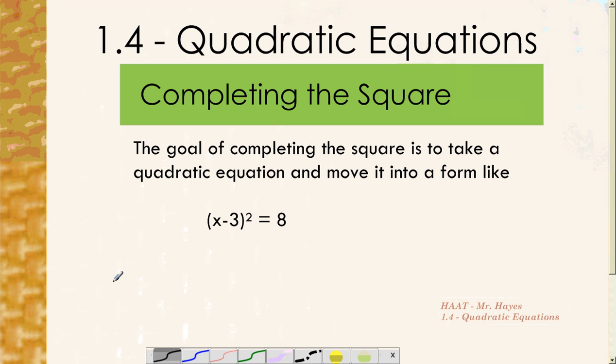The other reason is that we're going to use this technique when we start graphing parabolas and other conics: circles, ellipses, hyperbolas, stuff like that. It's going to help us find the center points and the vertices much more easily. So the intermediate goal here, we're going to talk a little bit about the hows and the whys, and then how to do it with two different examples.